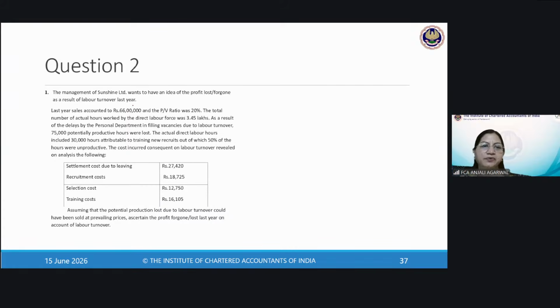Another type of question that you get on labor turnover is how much is your loss because of the turnover? So you are aware of the concepts of contribution in your costing, marginal costing. Contribution is selling price minus variable cost. And contribution percentage is contribution divided by sales price into 100. This may also be called as PV ratio, profit volume ratio.